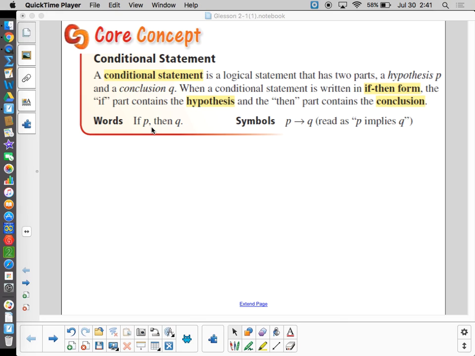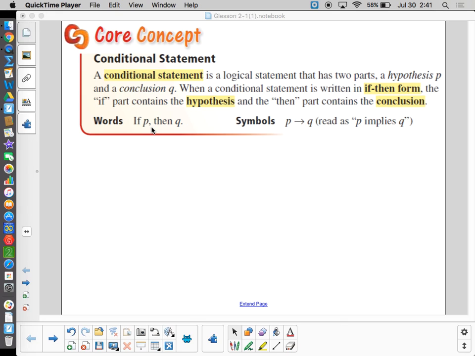It tends to be much more logic-oriented, so you're not going to be doing quite as much of the algebra and stuff yet in this chapter. It's kind of a little break from that. It's definitely focused more on vocabulary and logic. So what we're going to start with today is the idea of a conditional statement.